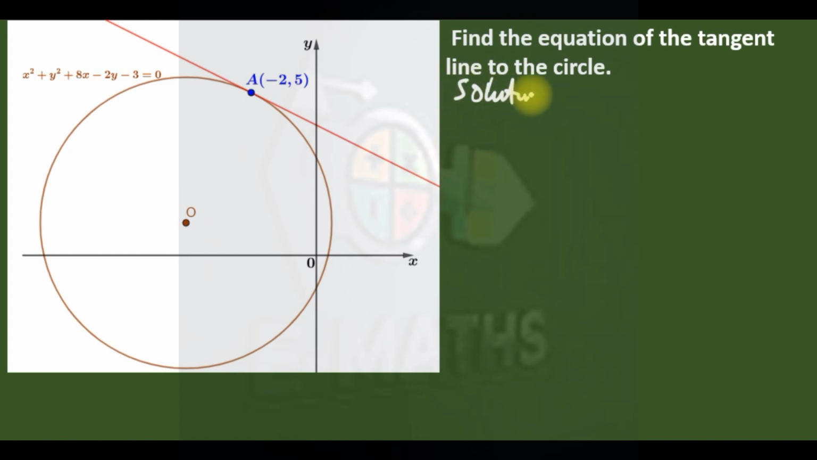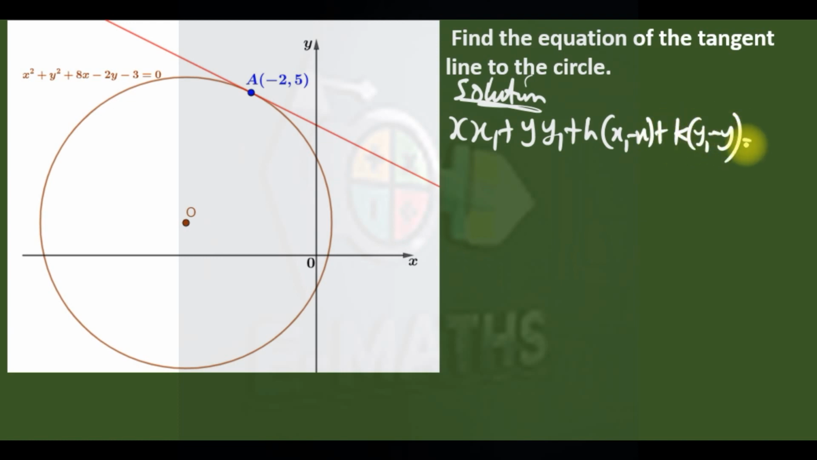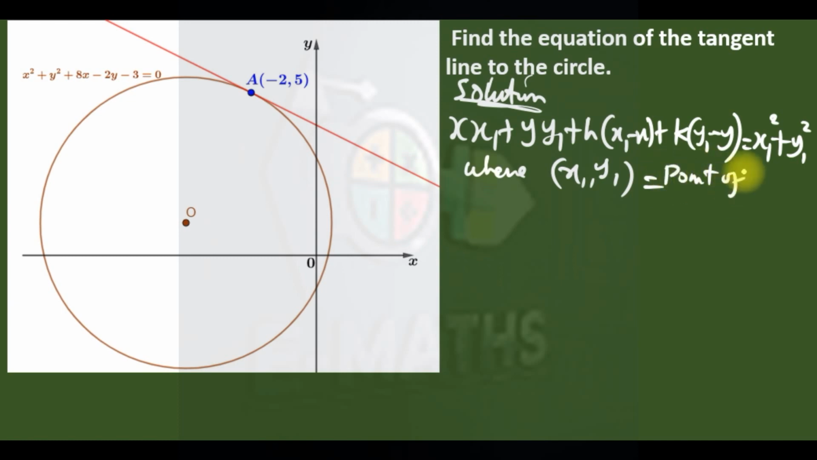So we've proved that the equation of a tangent line to any circle is given as x1 plus y1 plus h x1 minus x plus k y1 minus y equals x1 squared plus y1 squared, where x1, y1 is the point of tangency and h, k is the center of the circle.